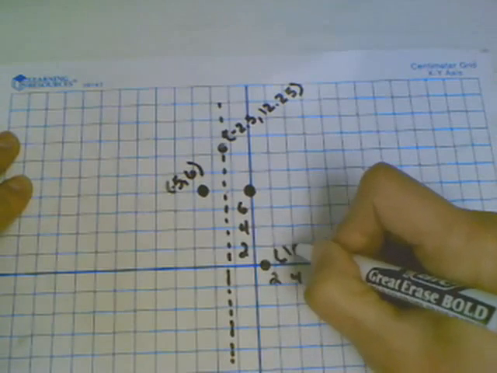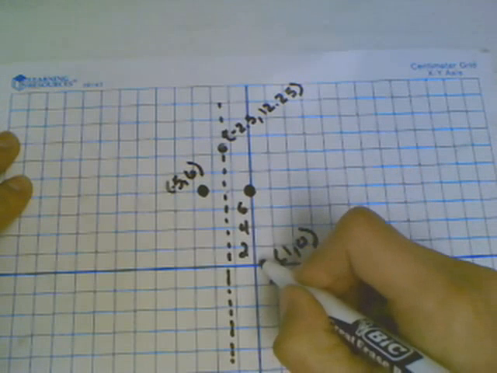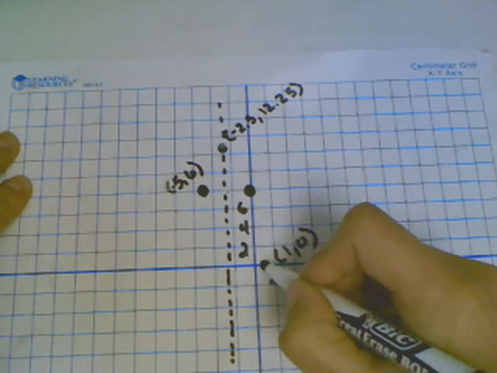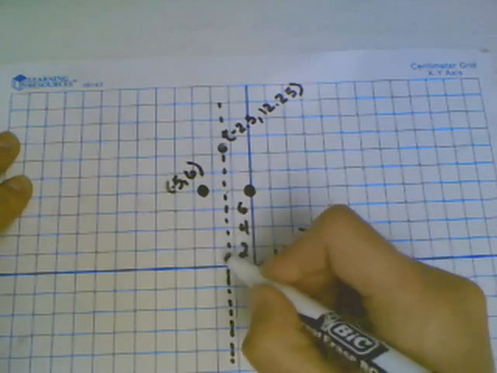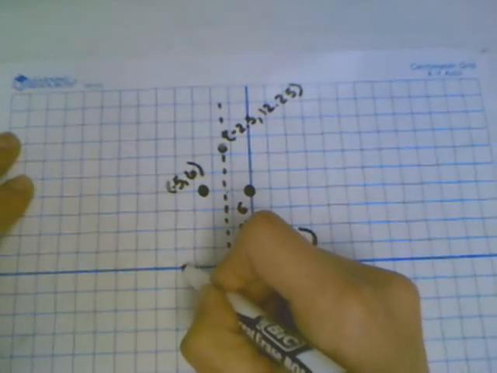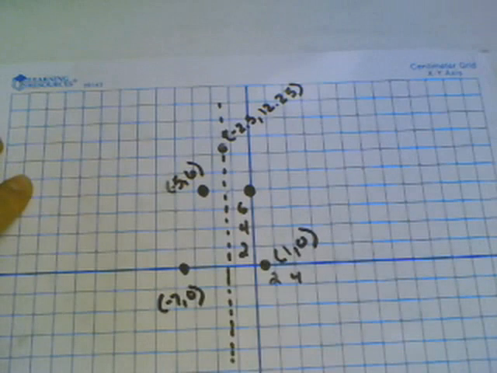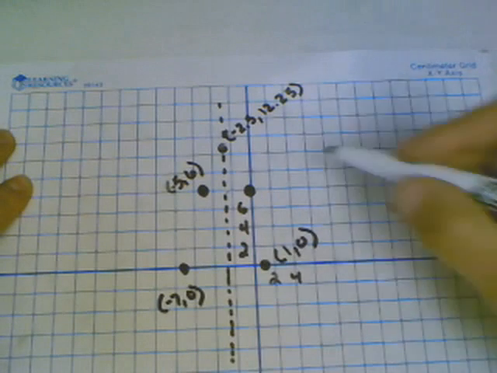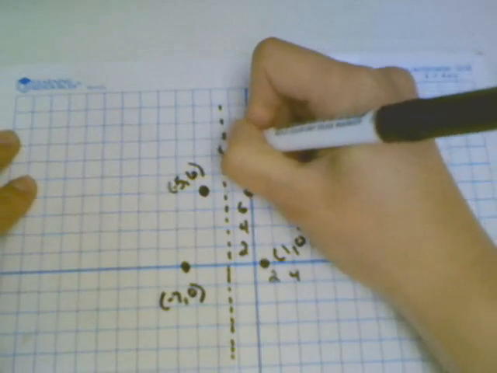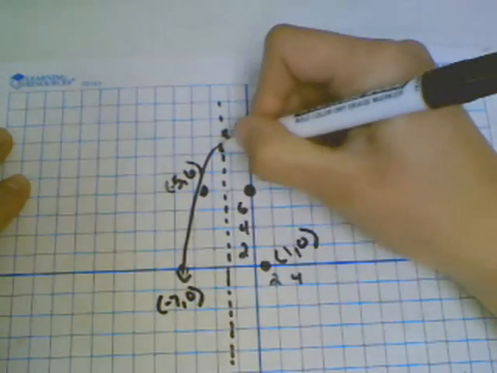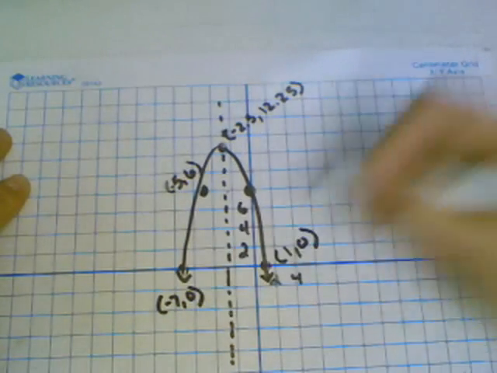This point down here, the 1, 0 point, is 3.5 away from the vertex. So if I go 3.5 this way, I'll be at negative 7, 0. And that's another point on the graph. Now I have the vertex and 4 points, and I have the graph of my parabola.